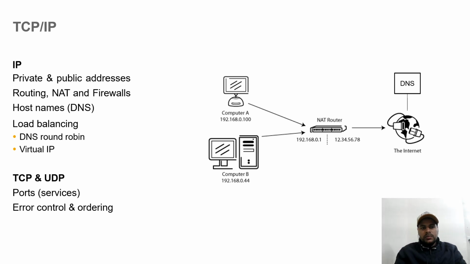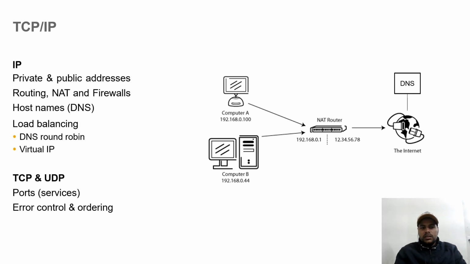Now we'll study the TCP/IP protocol. This is the most basic protocol used for the transmission of data over the internet. IP, Internet Protocol. IP addresses are private and public, used in routing, network address translation, NAT, and firewalls. Hostname, DNS. This is a diagram for a NAT router. In a NAT router, a TCP/IP connection is taking place. There are computers having these IPs connected to a NAT router having gateway 192.168.0.1, and these are connected to the internet having the DNS.